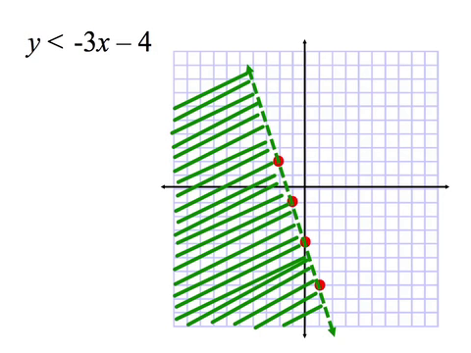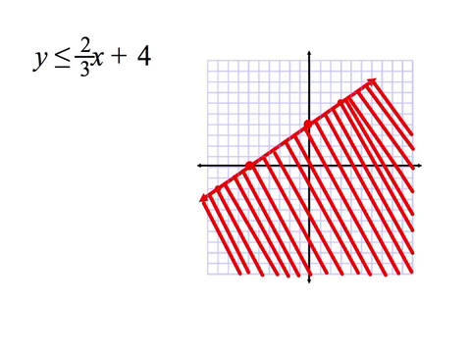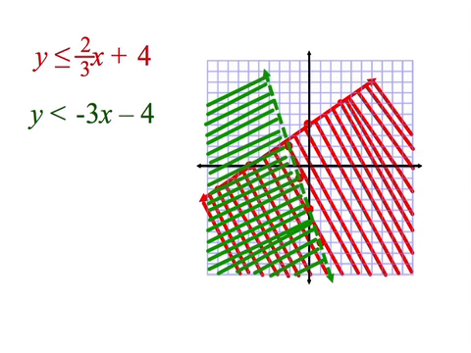Here's an inequality graphed in the previous lesson. Here's another inequality graphed in the previous lesson. And here's both of these inequalities graphed on the same coordinate plane. We now have what's called a system of inequalities.